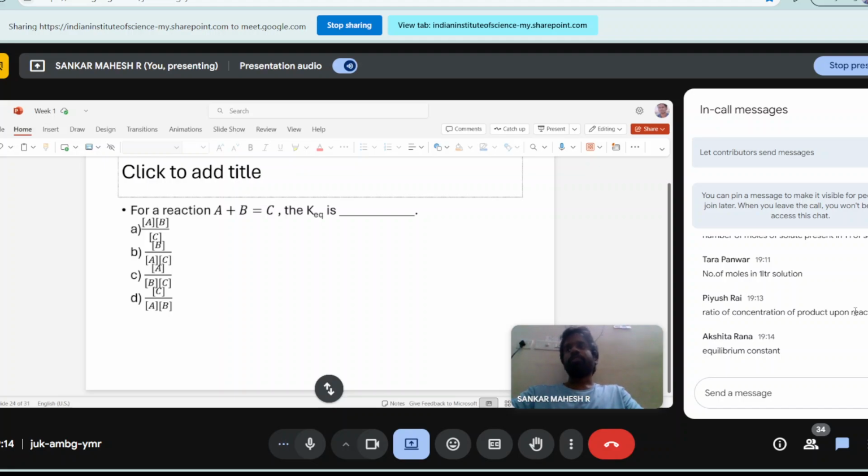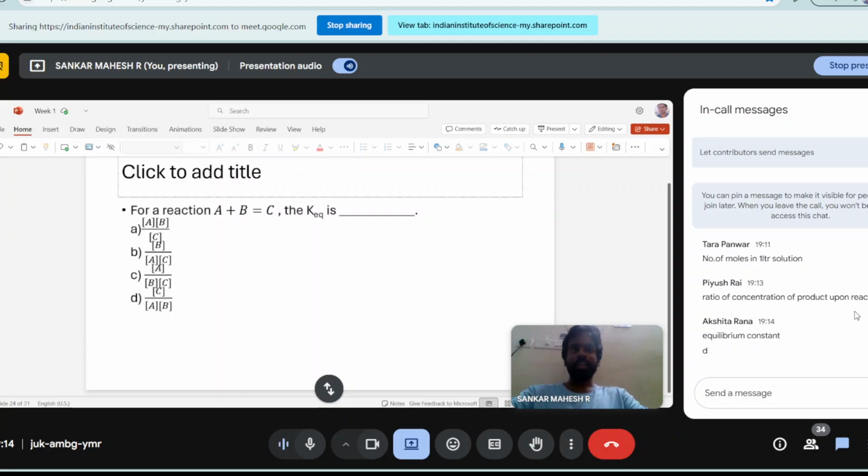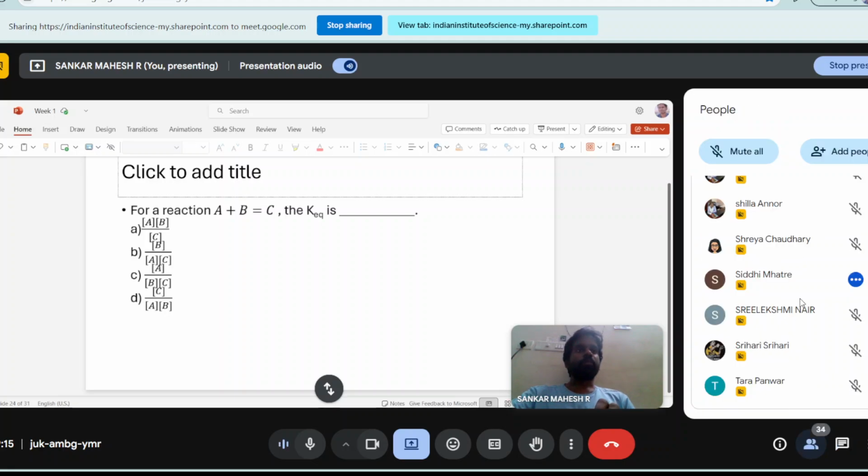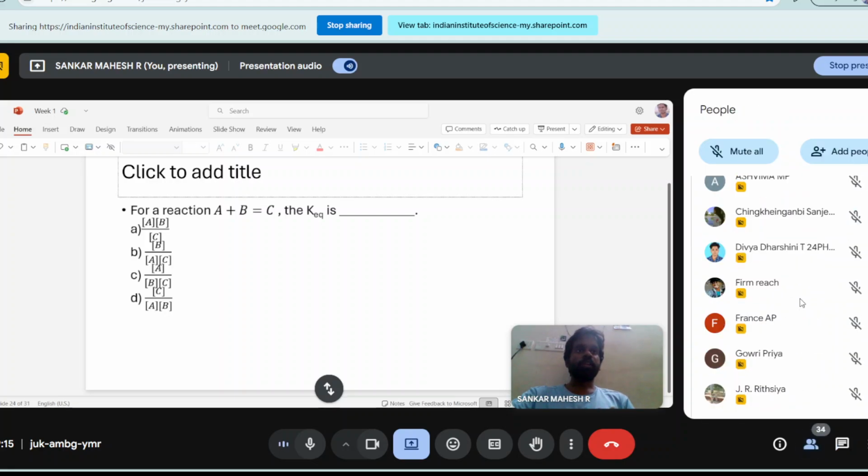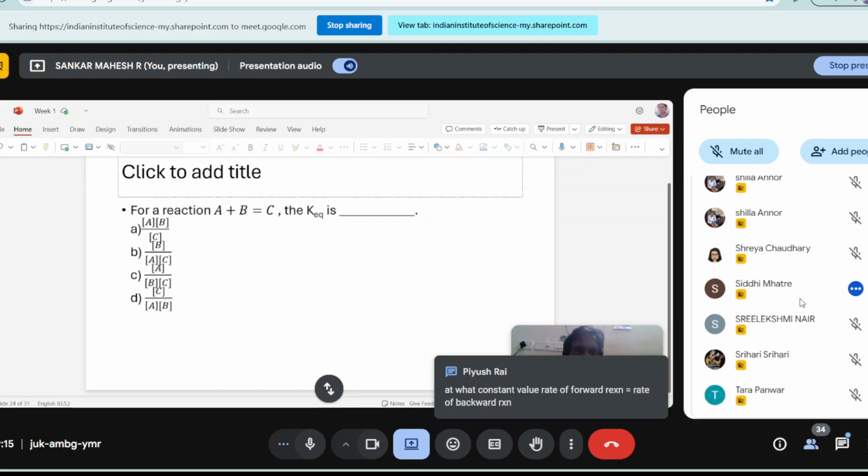You have a reaction, like how it is given here. A plus B gives C. We also know that C gives A plus B. So what does this equilibrium constant KEQ tell us? The ratio of products to reactants.